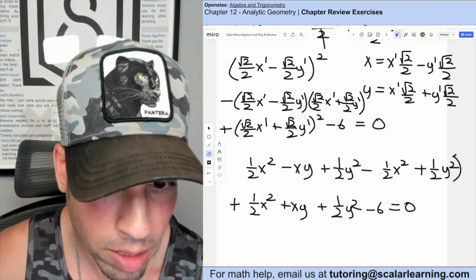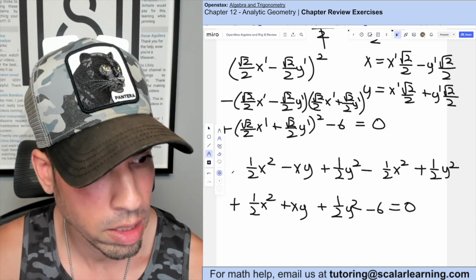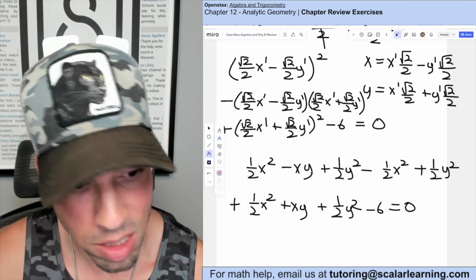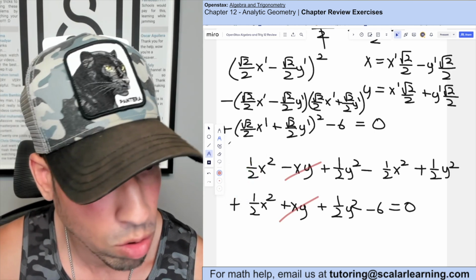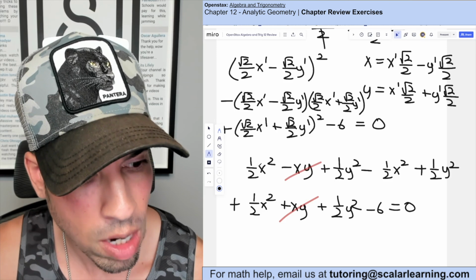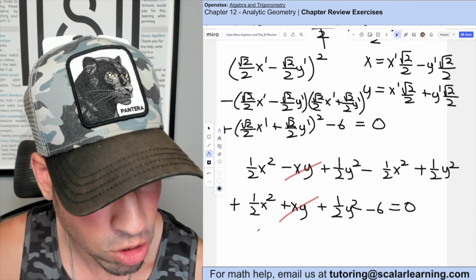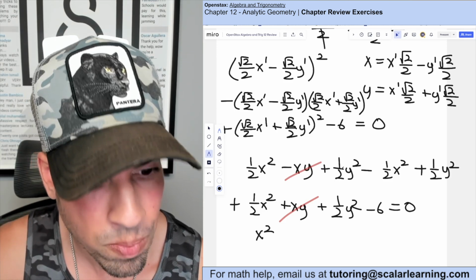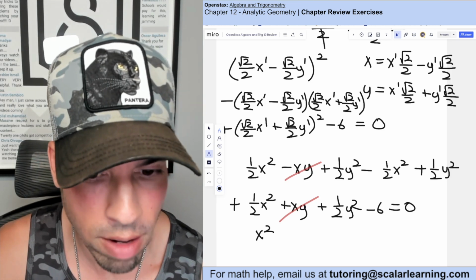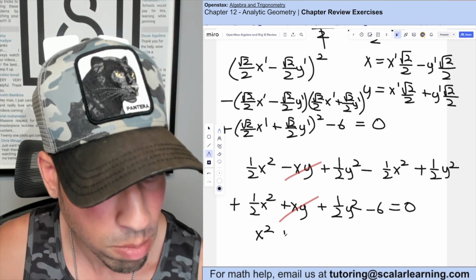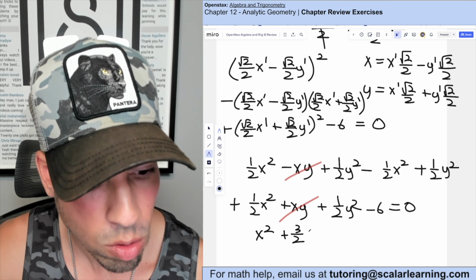And now we're going to combine like terms. So the first thing I want to look at is, do the xy terms cancel out? Because if they don't, then we made a mistake. But I got negative xy, positive xy, boom, they go away. That's beautiful. All right, then we got 1/2 x squared, 1/2 x squared. That's just a single x squared. 1/2 y squared, 1/2 y squared, and then another 1/2 positive y squared. That's plus 3/2 y squared.